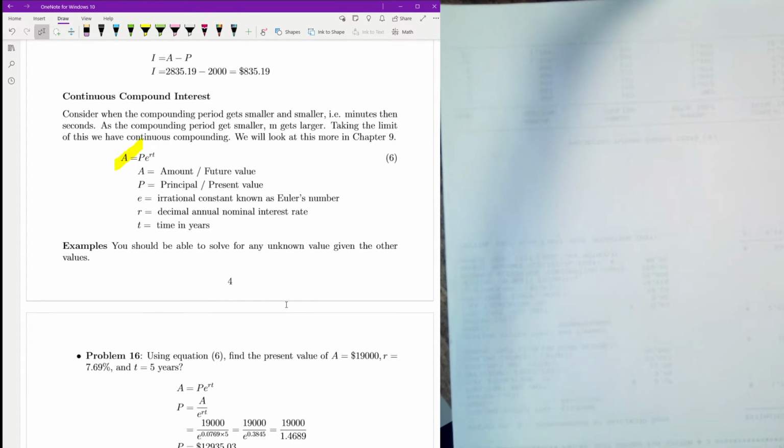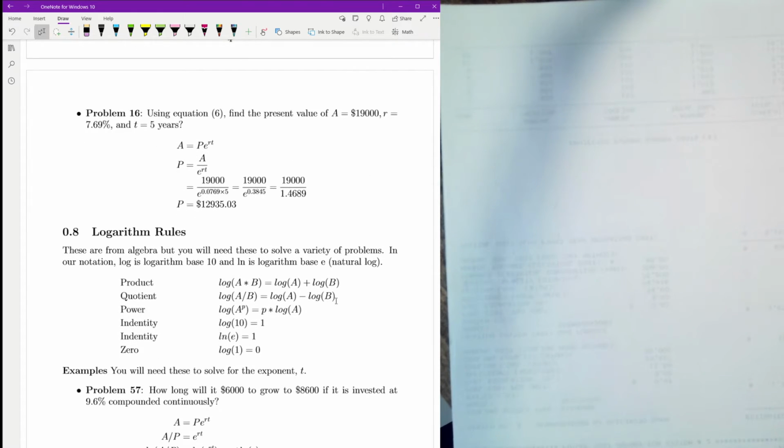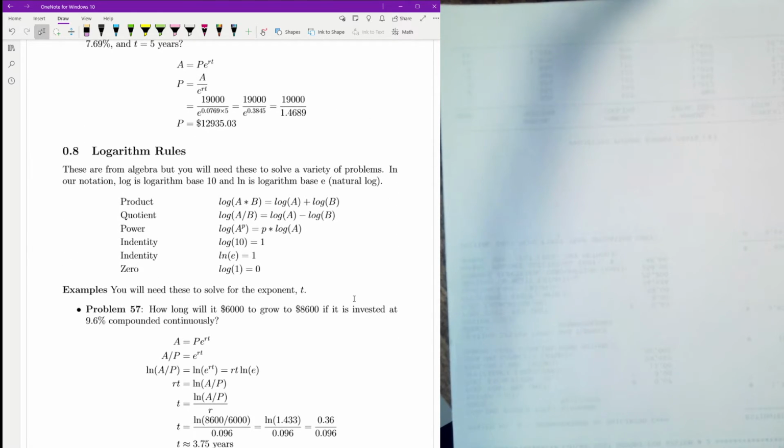I just want to quickly review logarithm rules. The logarithm rules are algebra. It's probably been a little while since you've used them. If you're not familiar with them, this is a refresher. We have the product rule, the quotient rule, the power rule, the identity for log base 10, and the identity for log base e. Generally we call log base e the natural log. And then we also have the log of 1. So the product rule, that's the first one.